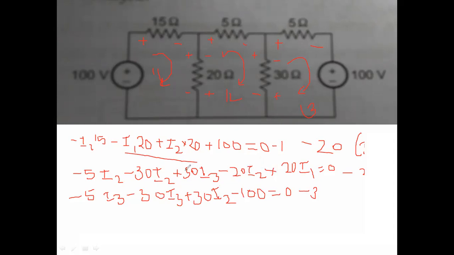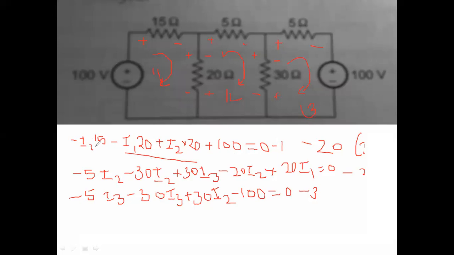From that we will get the 3 by 3 matrix. By solving that 3 by 3 matrix, we will get I1, I2, and I3. Like this we can write the mesh equations. These are the mesh equations, and this analysis is called mesh analysis. Each one is called a mesh equation.